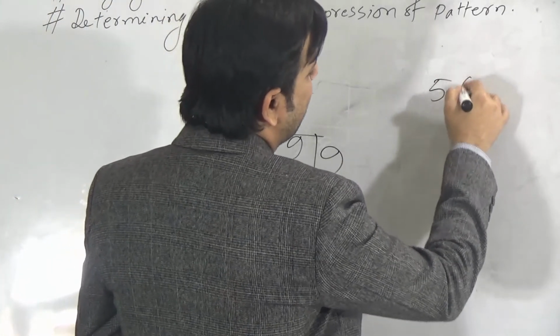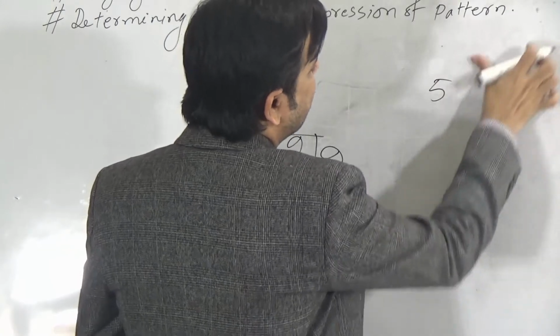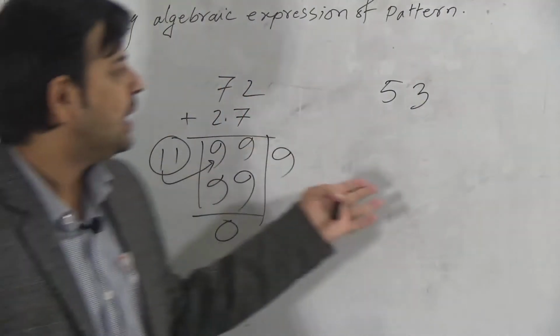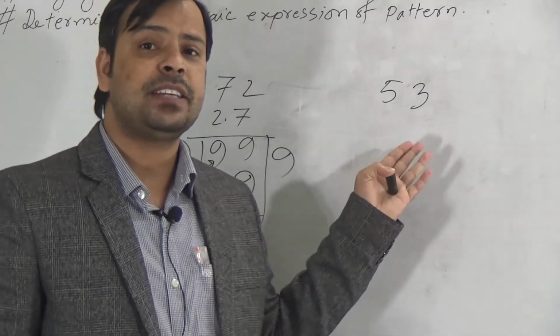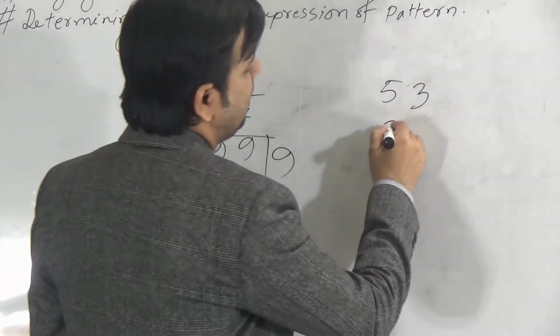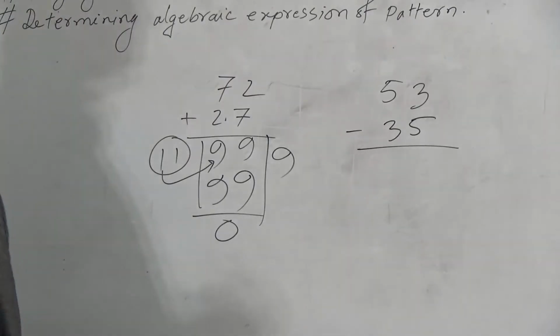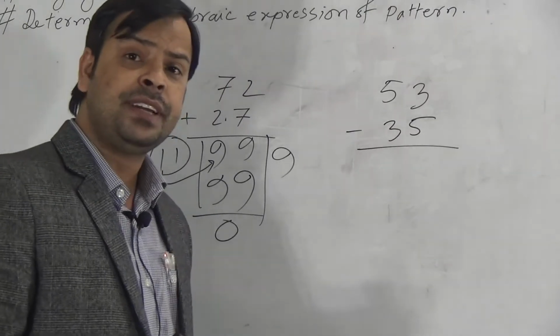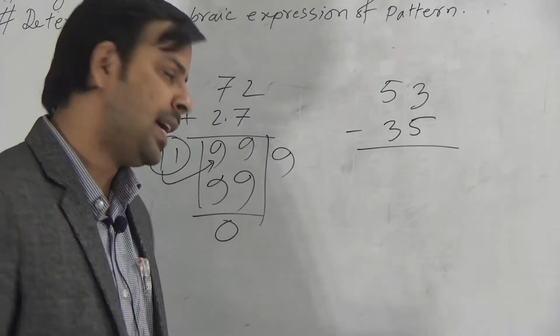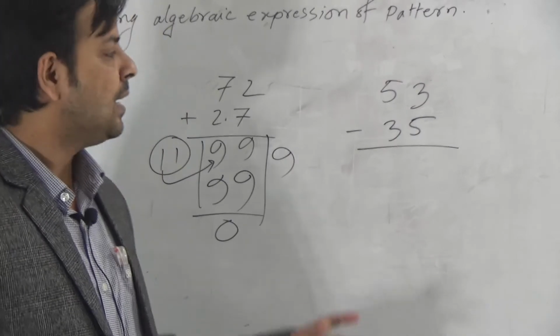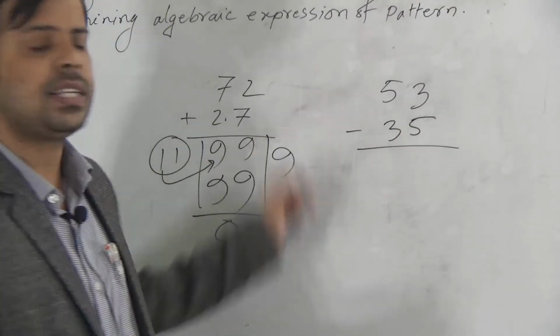Suppose 53. So write this number changing the place of the digits, that is 35. Now find the difference. The difference will be divisible by 9. You can check by taking any 2-digit number.